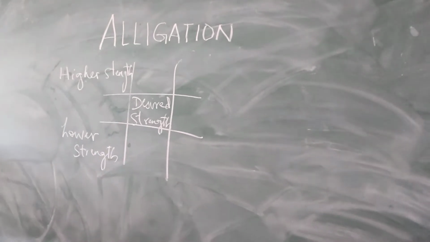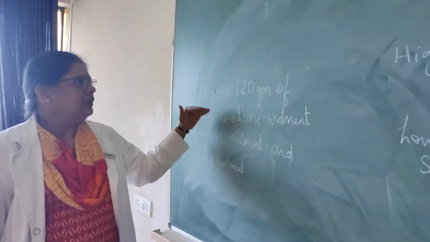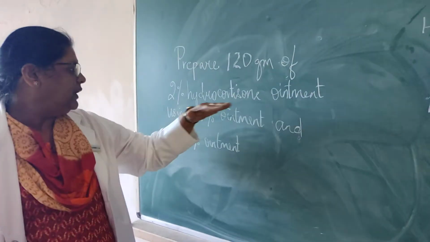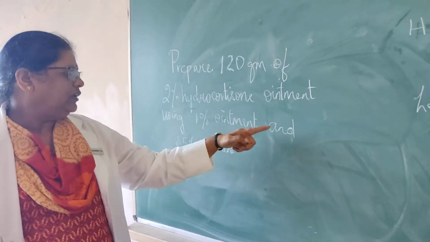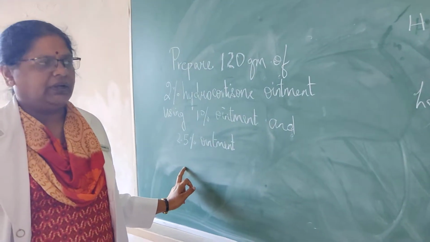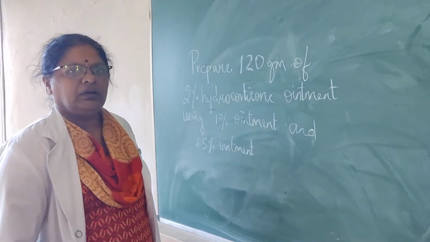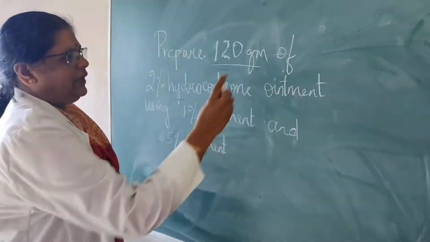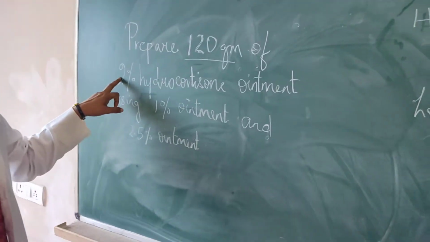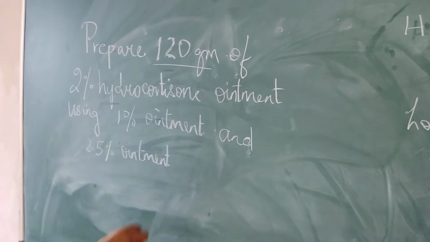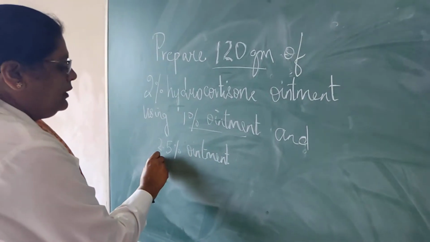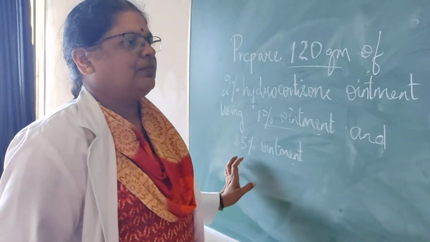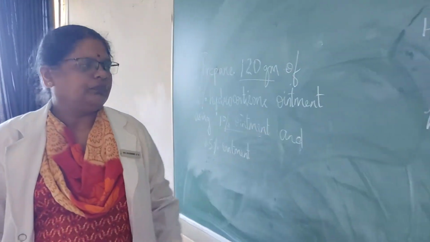For example, now we take a problem here: prepare 120 grams of 2% hydrocortisone ointment using 1% ointment and 2.5% ointment. So here what are the given data? You are required to prepare 120 grams of 2% hydrocortisone using 1% and 2.5% ointment. Here we will substitute this data into this alligation grid.